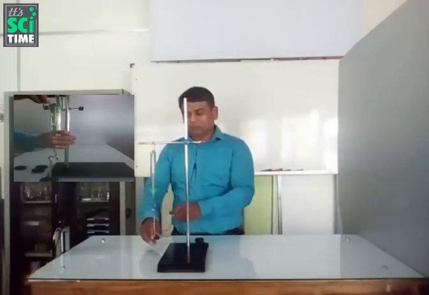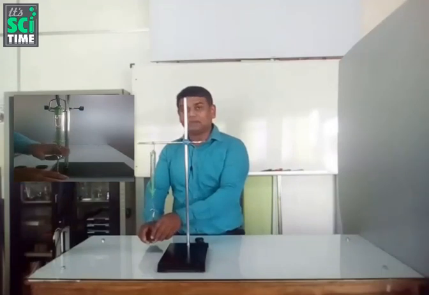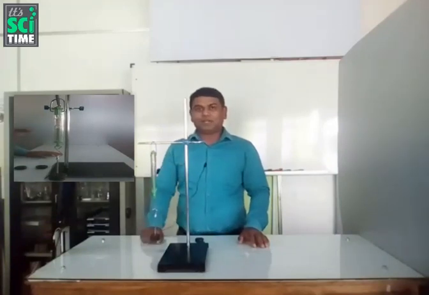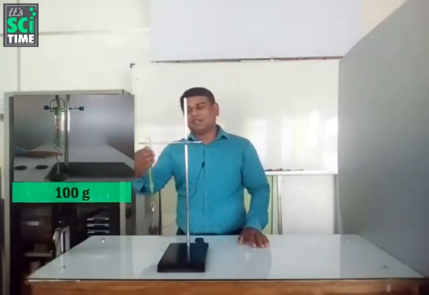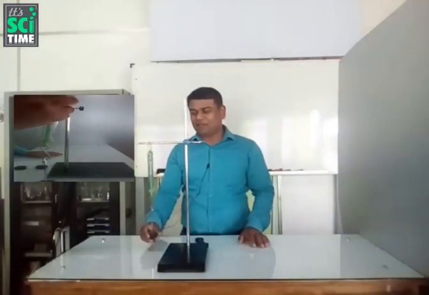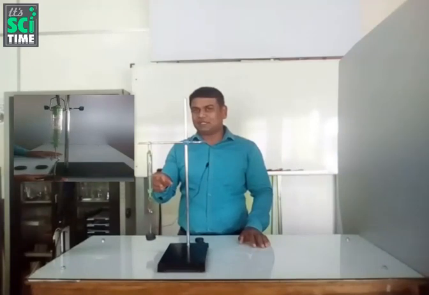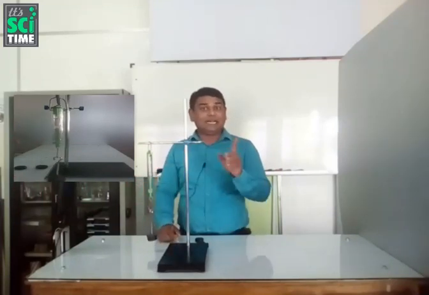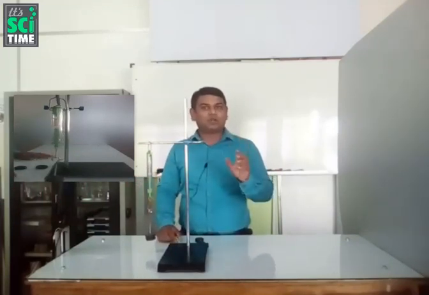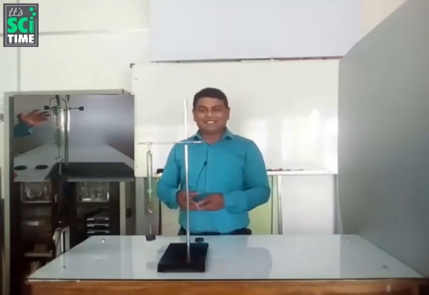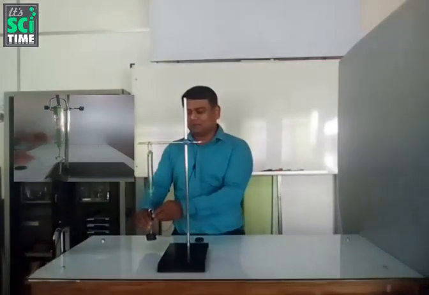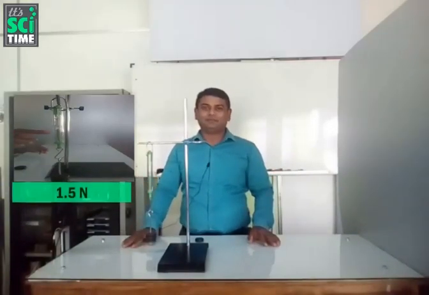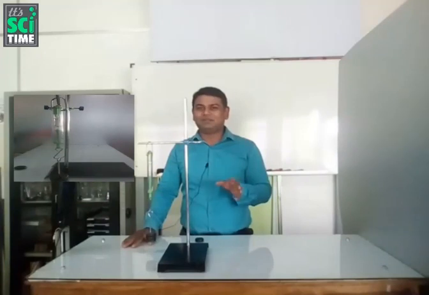Let's put one more weight like this, and see the reading now. It's 100 grams, and the weight in newtons is 1 newton. 100 grams on earth is equal to 1 newton of force, or 1 newton of weight. And next I will put one more. This time the weight is 1.5 newtons. Guess the gram value.